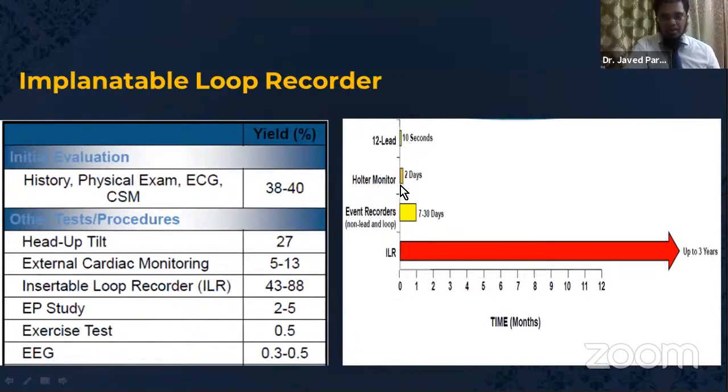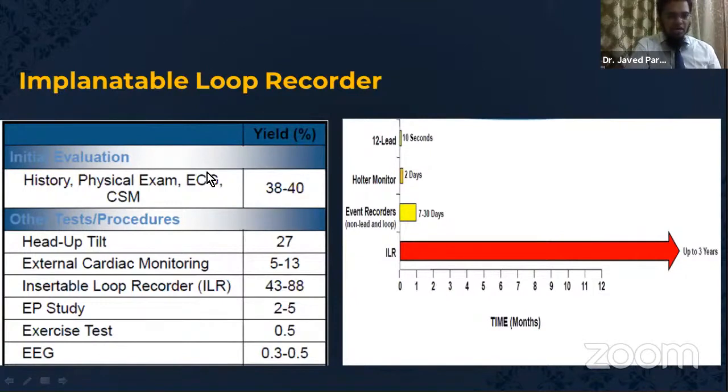Holter monitoring at the max 2 days. Event recorder can do a recording up to 7 to 30 days, while an ILR can do a recording up to 3 years. If you have a patient who has very infrequent symptoms, but the symptoms are malignant, that is, the patient had significant injuries with syncope, and there is no other diagnosis suggested by previous tests, then you can recommend the patient for a loop recorder.